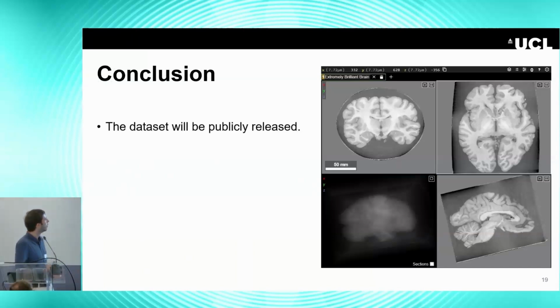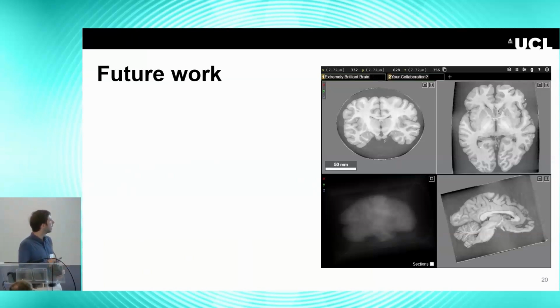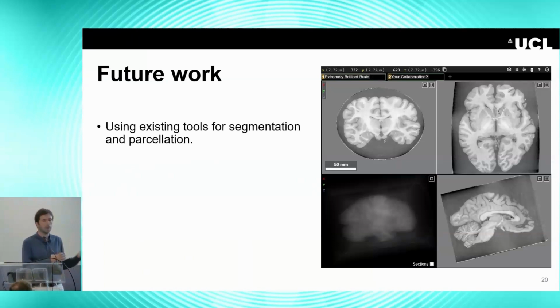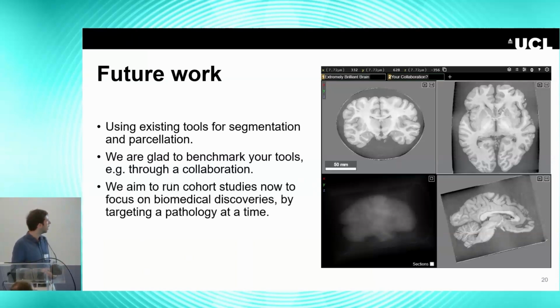In conclusion, the dataset is soon to be publicly released. We presented how to use it with dedicated tools. In future work, we want to use different tools. For example, I will get in touch with Lindsay about using different tools for parcellation. We are glad to benchmark all your tools if you want to run a collaboration with us. Our goal is now to develop core studies in order to tackle some biomedical challenges about some diseases.